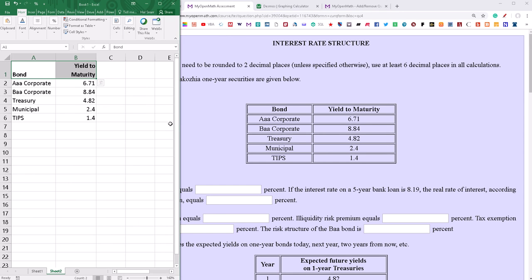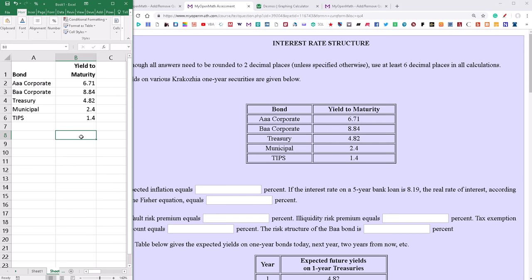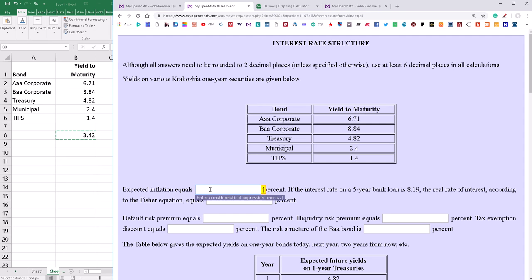So expected inflation is the difference between the Treasury and a Treasury that is protected by inflation, where the coupon payments are increased as inflation increases. So the expected inflation, according to the market, is 3.42%.